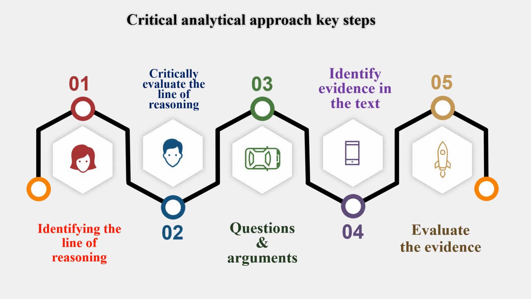And the fourth step is related to identifying evidence in the text. Here, the writer needs to convince you with a specific message or point of view. So what is the evidence upon these messages or this line of reasoning or these arguments? So you search inside the text for the evidence, whether it's strong evidence or weak evidence.